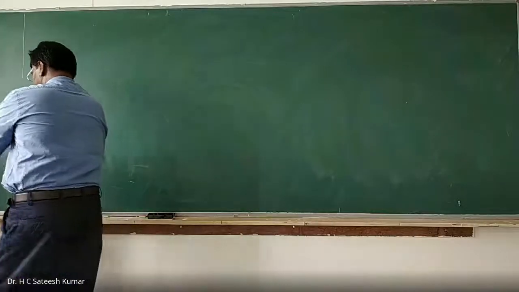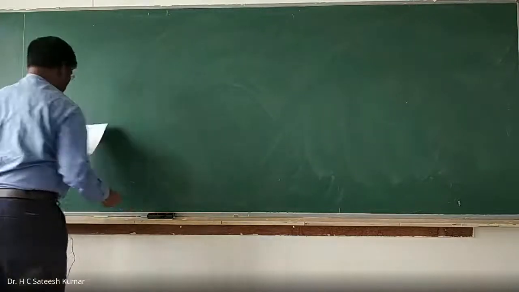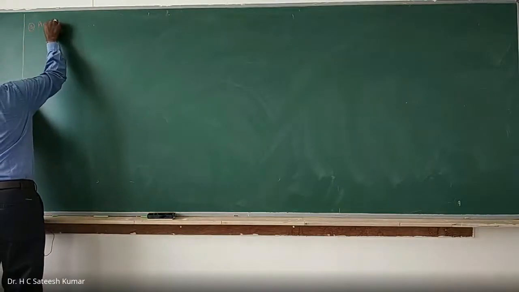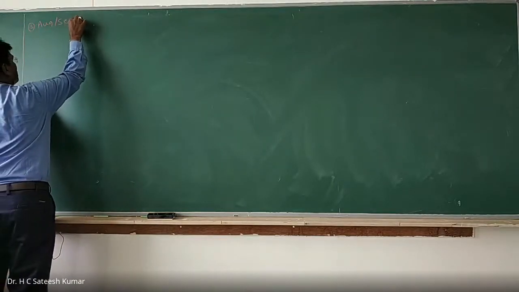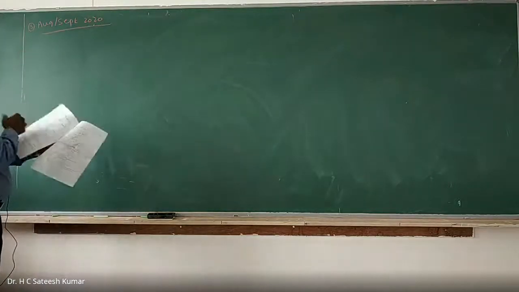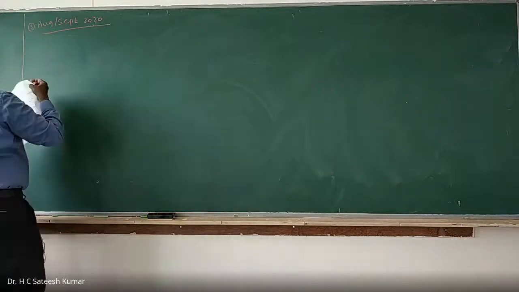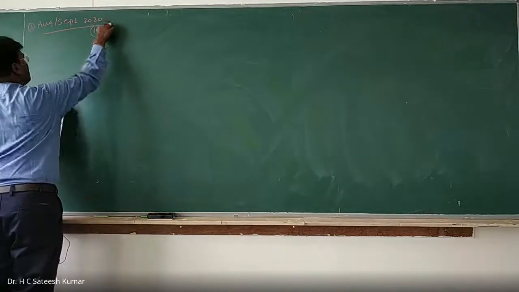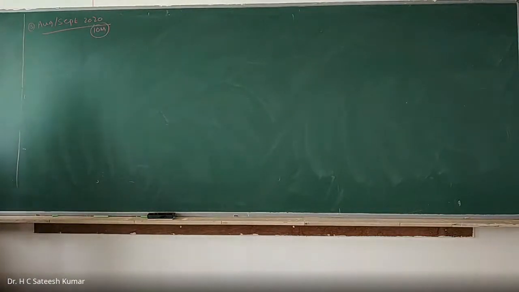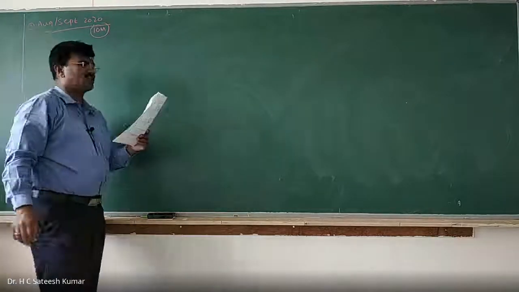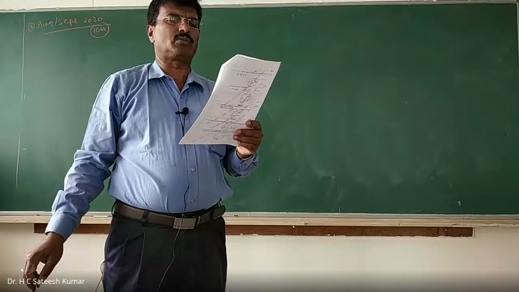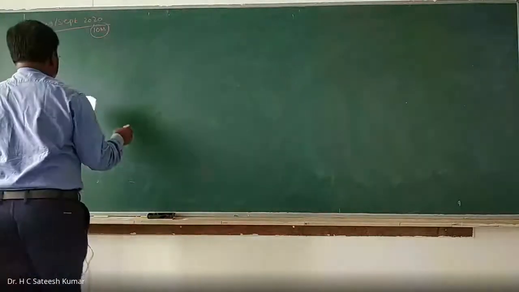Okay, right. The question is from August, September. Problem number 3, August, September 2020. And this question was asked for 10 marks. The question is like this: using superposition theorem, find I naught in the circuit shown in the figure. He called it as some current, I naught. Okay, right.